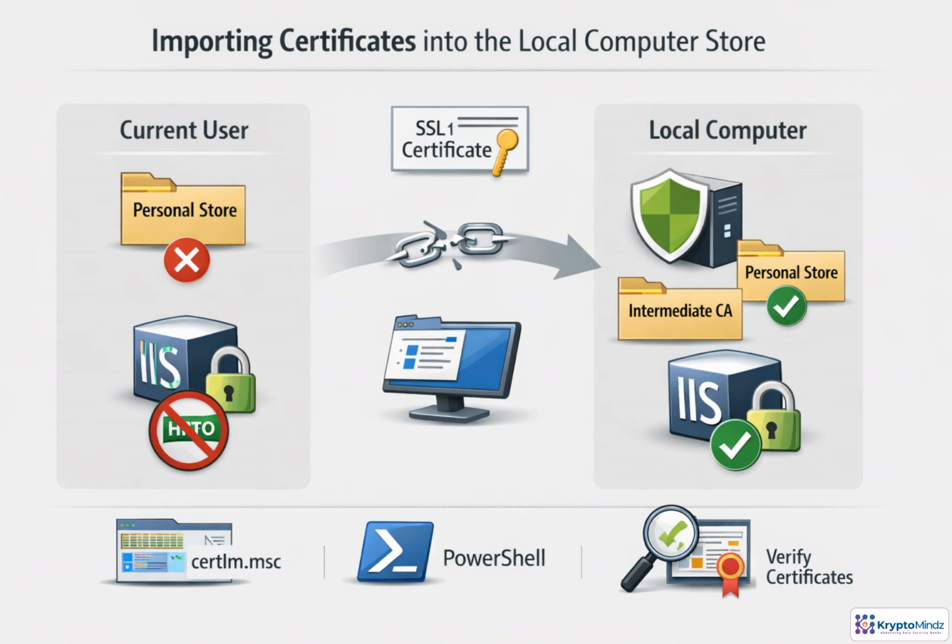For IIS to see your HTTPS certificate, it has to live in the local computer personal store, not the current user store. If it's in the wrong place, it simply won't show up when you try to bind HTTPS. Also confirm the certificate includes its private key after import. Without it, IIS can't use the certificate. Finally, make sure any required intermediate CA certificates are installed and trusted, using certlm.msc, PowerShell, or MMC to verify.